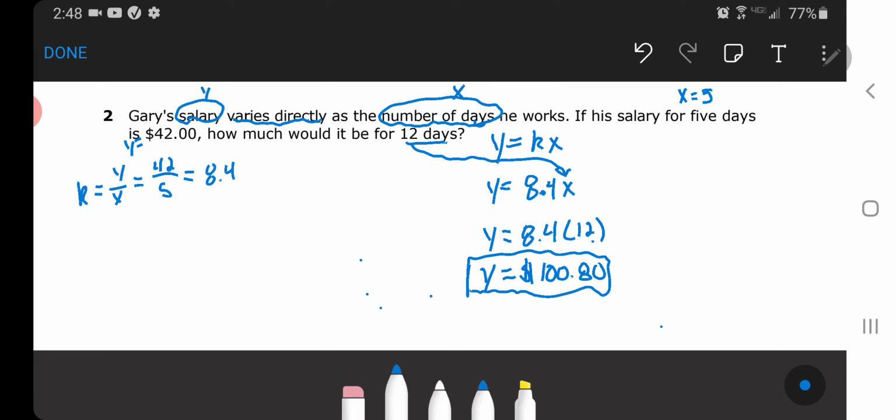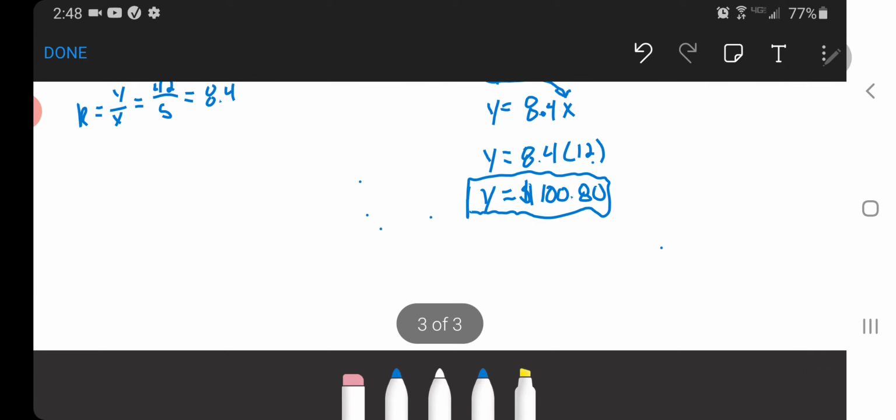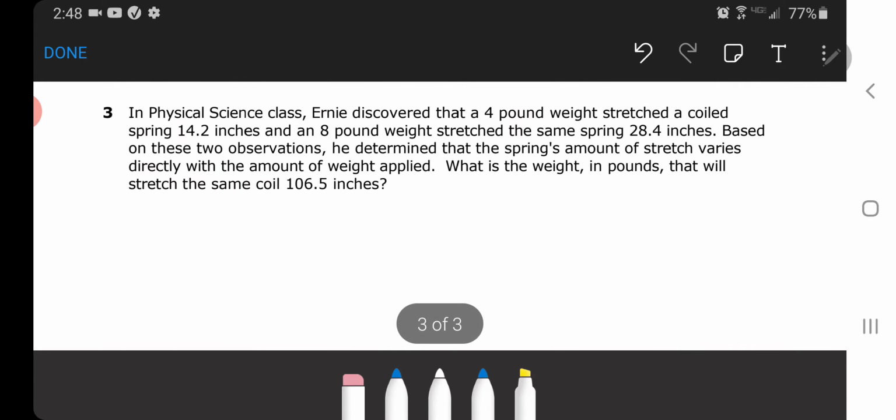Again, just find that constant of proportionality, plug it into your equation, and then solve for whatever they're giving you. If they give you the x value, just plug it in, solve for your y. Or if they give you the y value, solve for the x. Okay, let's look at another one.